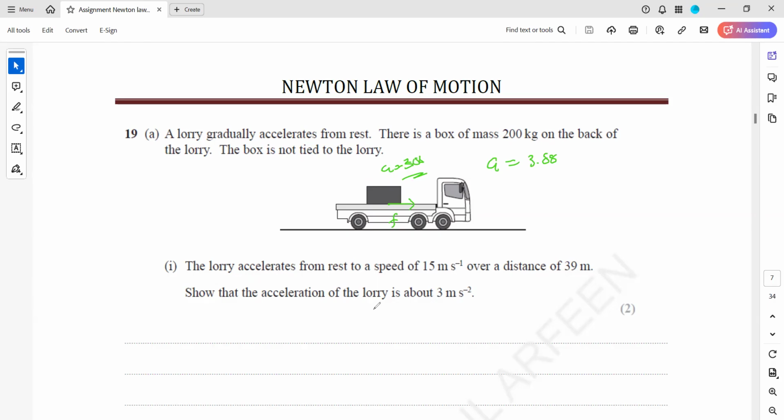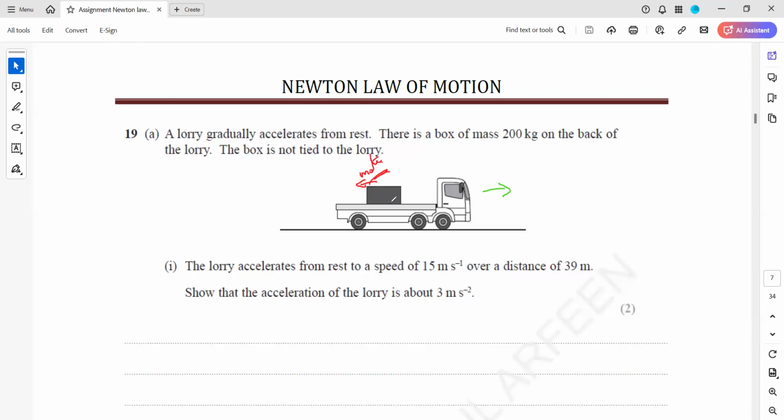Okay, I'll repeat. See, the lorry is moving forward. Because of inertia, we always try to resist the change. Inertia means the property of an object to resist the change in state. So if the truck is moving forward, what will this object try to do? It will try to stop, try to resist the change. So when the box tries to resist the change, the box tends to move backward.